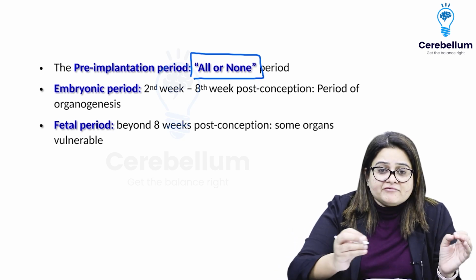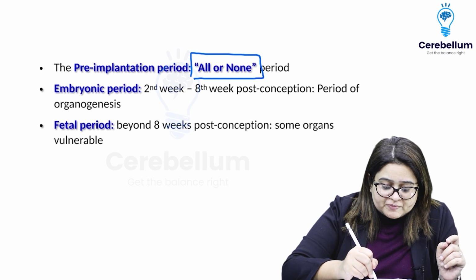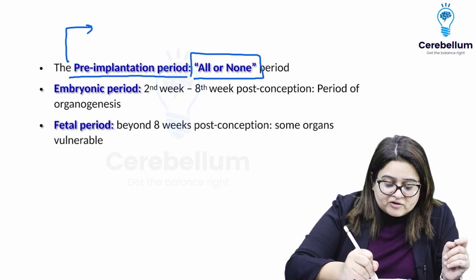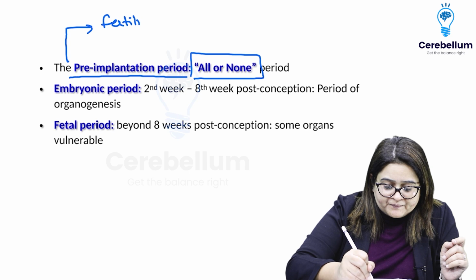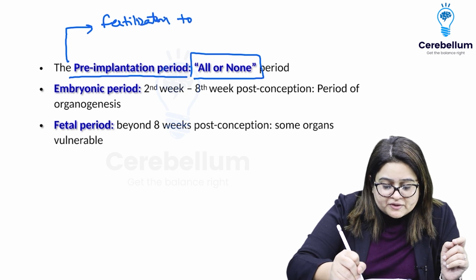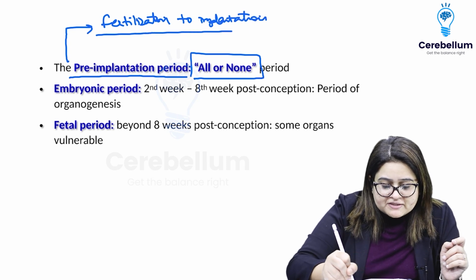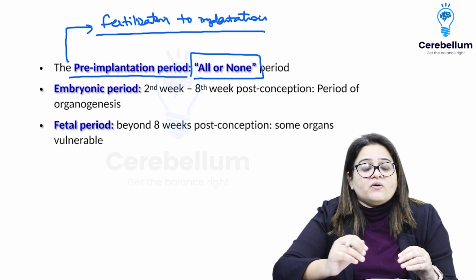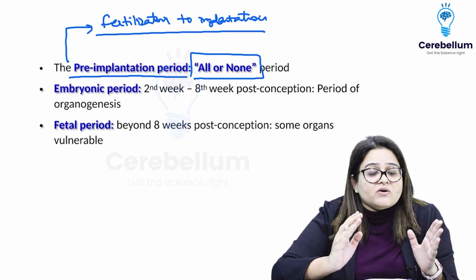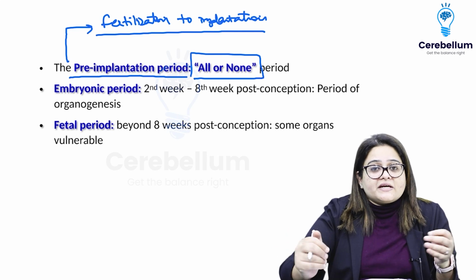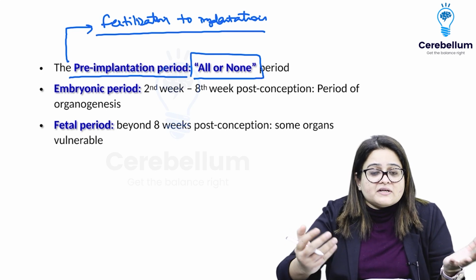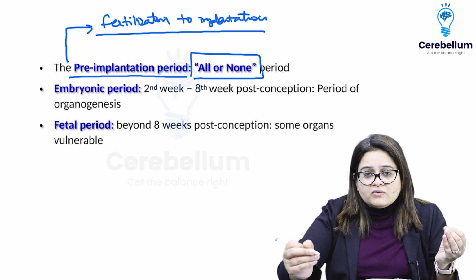It basically means if the teratogenic exposure is during the pre-implantation period. What is the pre-implantation period? It is the period from fertilization to implantation. If the teratogenic exposure occurs at this time, then either the fetus survives the insult or the fetus dies. It does not get implanted at all. So it's either all or none. It completely survives or it completely doesn't grow at all, doesn't even implant. This is called the all or none period.